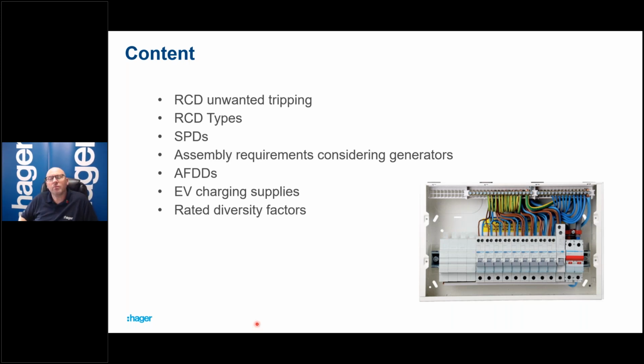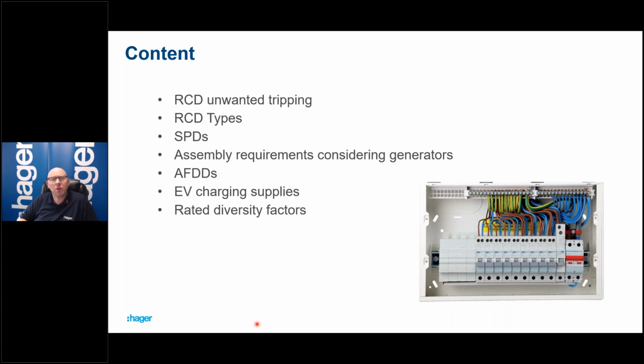We're going to look at the construction of consumer units, why we may choose a different assembly setup for a different client or a different application, with regards to unwanted tripping, the different types of RCDs we need. We're also going to be looking at surge protection. Again, we have covered RCDs and surge protection in detail on previous webinars, but this is an overview of the complete assembly.